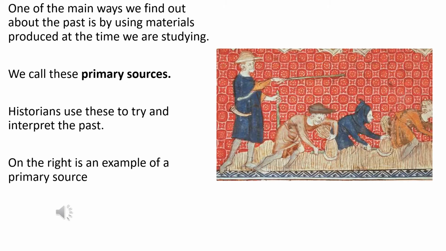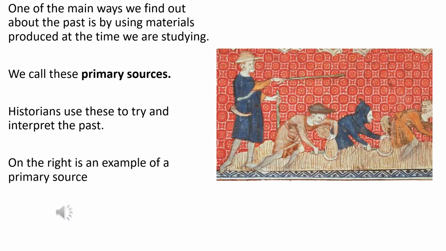One of the best ways to find out what happened in the past is to use materials produced at the time we are studying. We call these materials primary sources, and we use them to try and interpret the past. On this slide on the right hand side is an example of a primary source. It's a picture of Britain around 900 years ago.